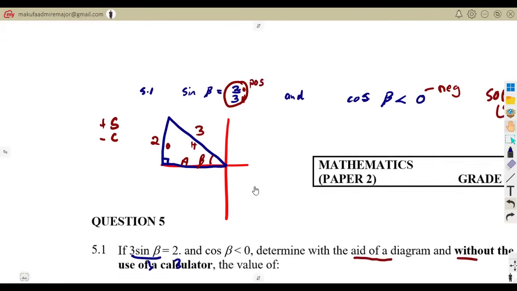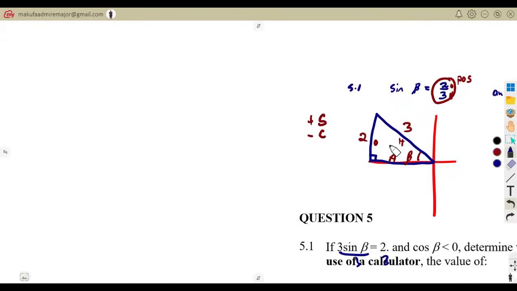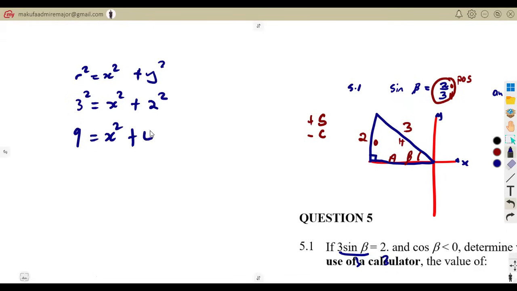So how can we determine that adjacent? We can simply use our Pythagoras theorem. Remember, this represents x and this is our y. So r squared is equal to x squared plus y squared. Hypotenuse, which is 3. So thus 3 squared is equal to x squared, where x is the part that we need to calculate, and our x is in the negative region, so it's supposed to be a negative. Plus the part of y, which is 2, so 2 squared. So 3 squared, that's 9, is equal to x squared plus 4. Take the 4 to the other side. It becomes a negative, which gives 5.